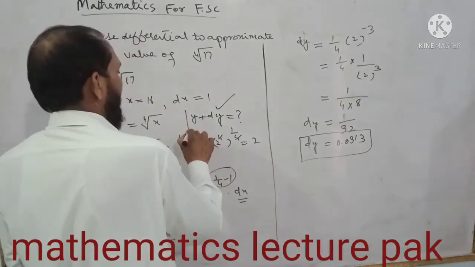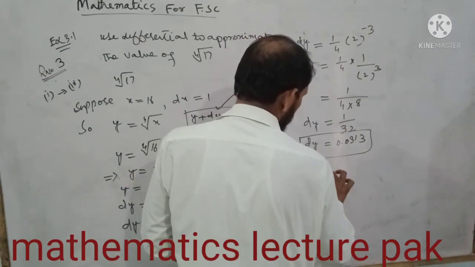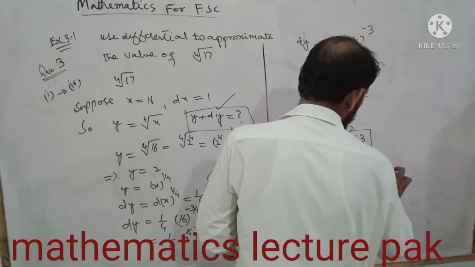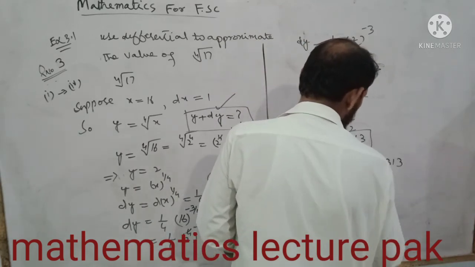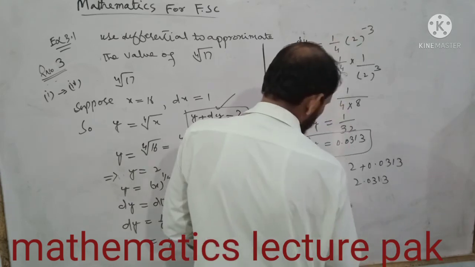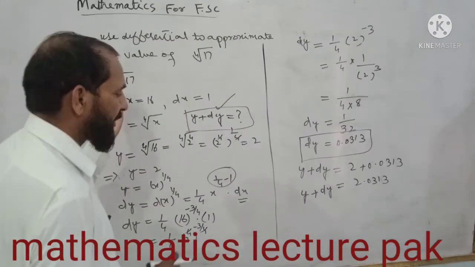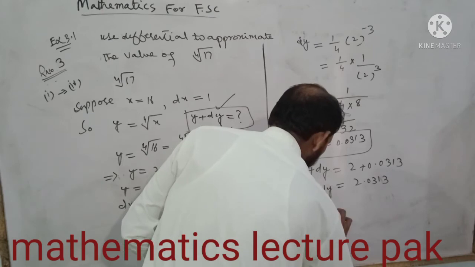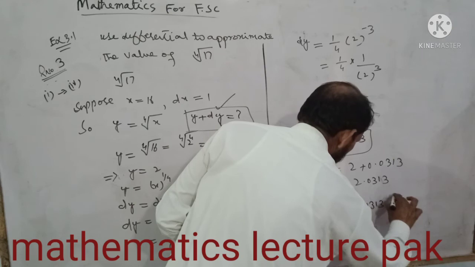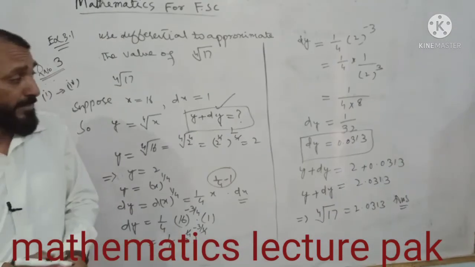So we can find the approximate value. We can write it, putting these values and get the result: 2 plus 0.0313, that is 2.0313. This is the approximate value of the given function. The approximate value is 2.0313.